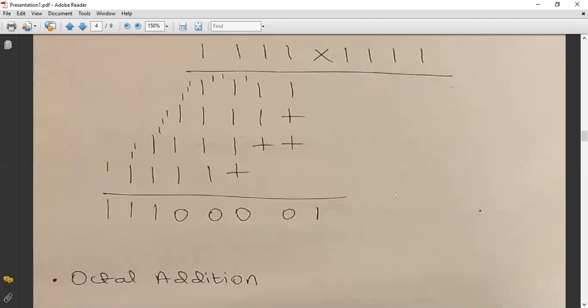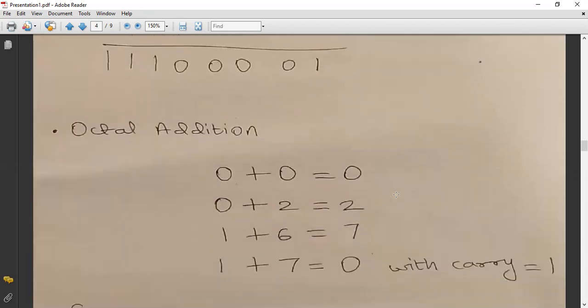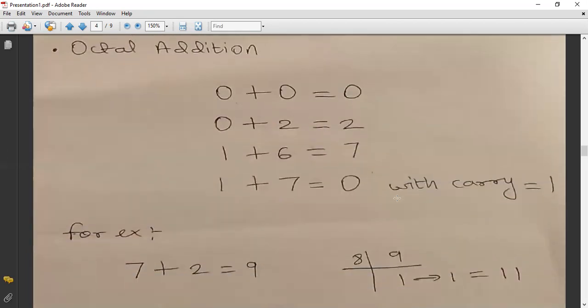Okay. Now let us go further and perform octal addition. So these are the rules for octal addition. 0 plus 0 is 0, 0 plus 2 is 2, and 1 plus 6 is 7, but 1 plus 7 is 0, because everybody knows that octal numbers are always from 0 to 7. Here we got 8, which is greater than 7, so we got a carryover of 1.